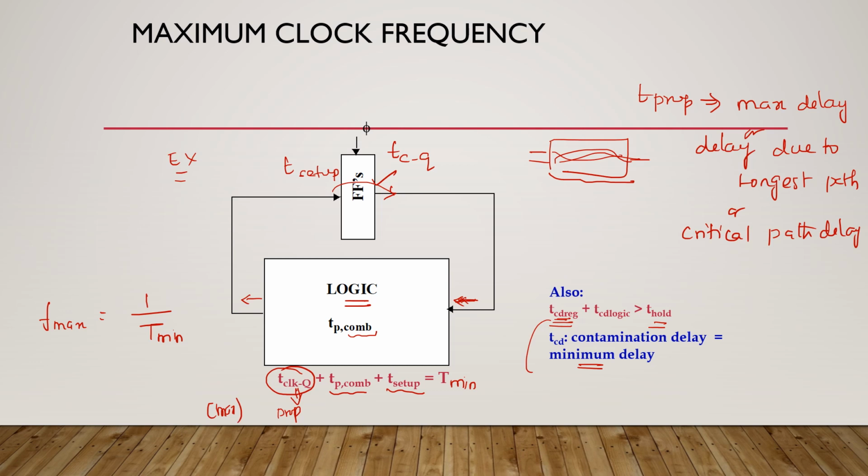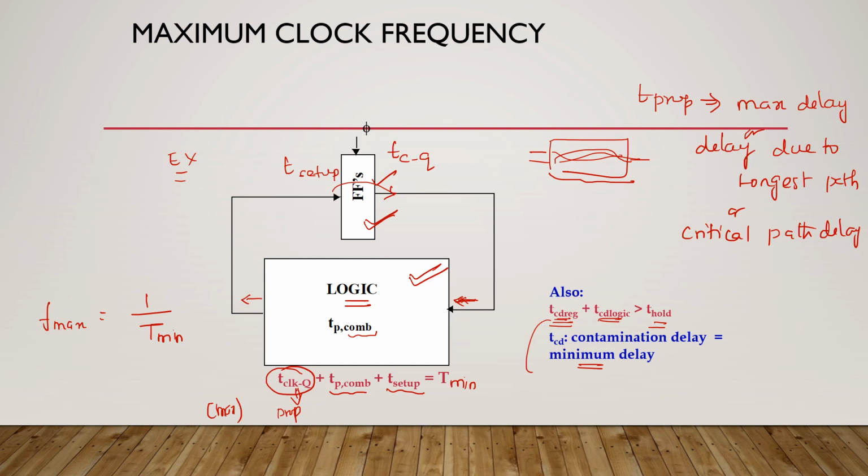Any circuit has a minimum as well as a maximum delay. The maximum delay is called clock to Q delay or propagation delay. Contamination delay means minimum delay, that is, the delay due to the shortest path. Plus we have the contamination delay of the logic. So if you add the contamination delay of this logic and the contamination delay of this flip-flop together, the hold time must be less than these two, right?